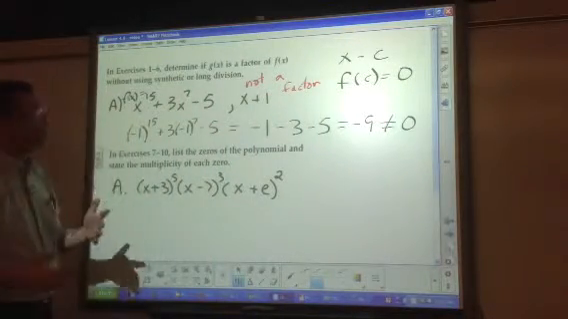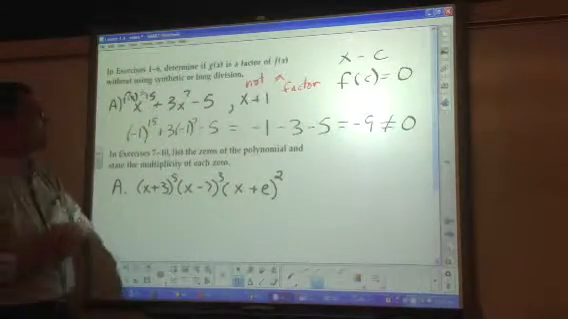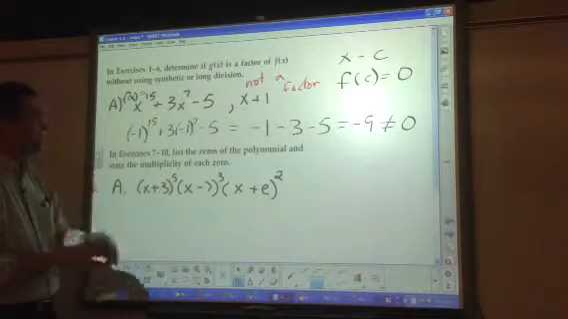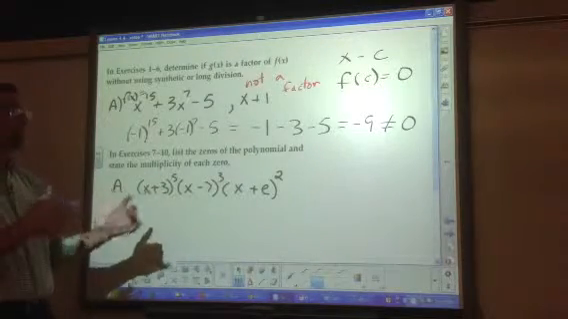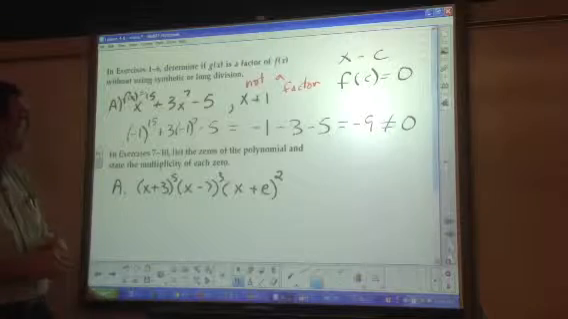And that's how we can do it without using synthetic or long division. We just find the 0 and plug it in. If it works, if it equals 0, then it's a factor. If it doesn't, then it's not.